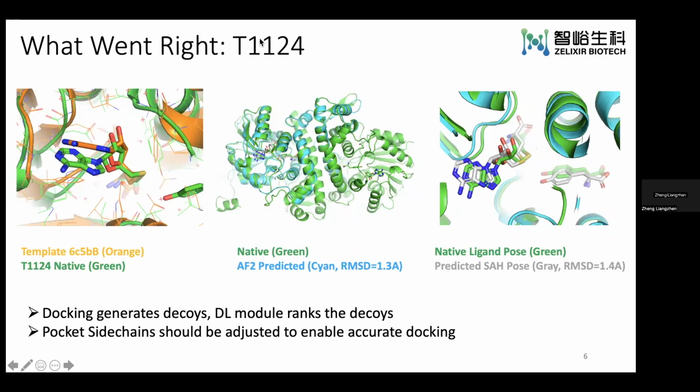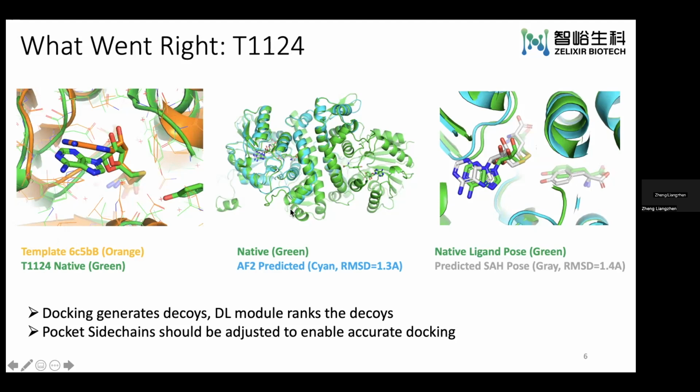For this example, T1124, we can also find a template, but the template quality is not very high. Compared to the native structure, the side chain of this aromatic ring, as well as here, the ligand rings are somehow not very similar, but the pattern is clear. The pi-pi stacking between the rings is a very strong signal.